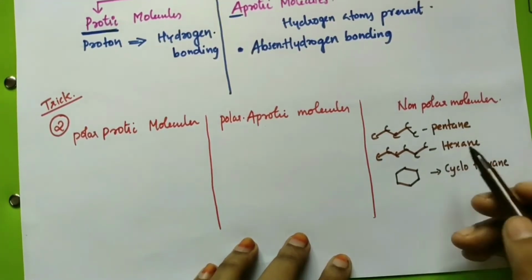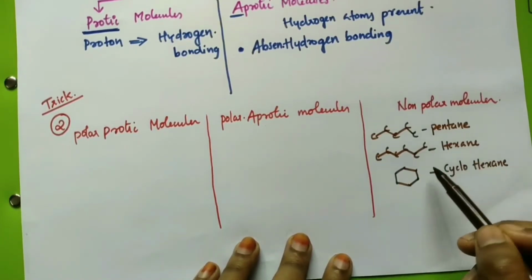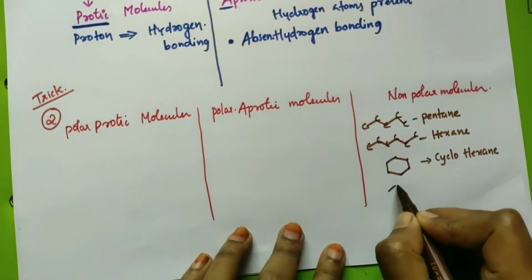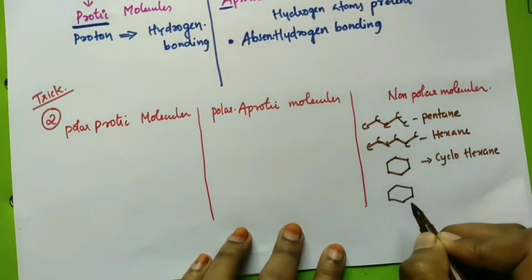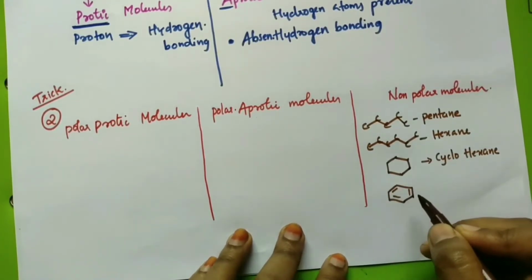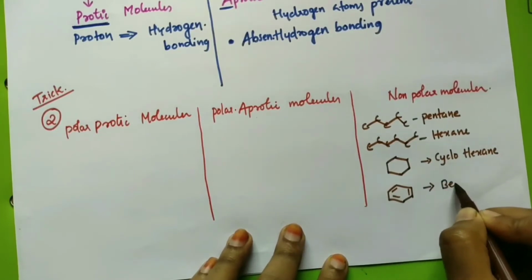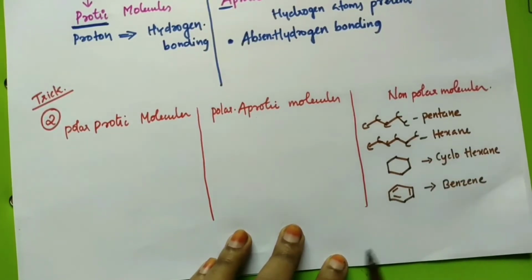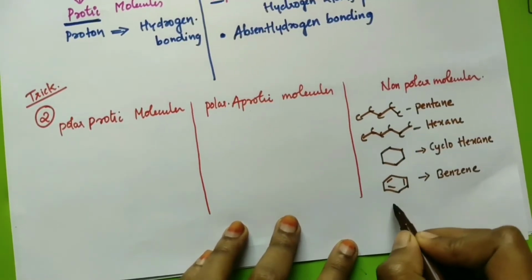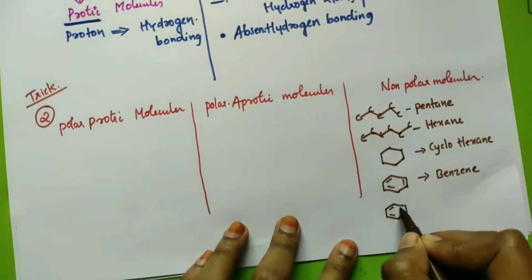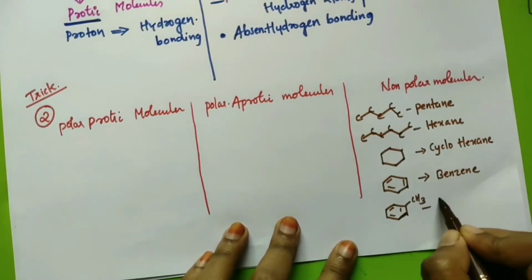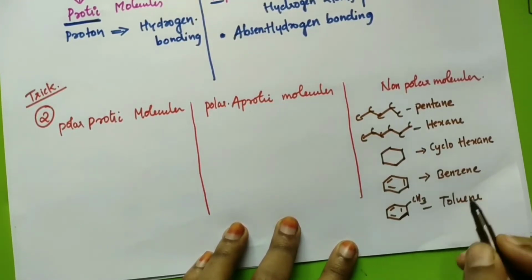Cyclohexane. If you have pentane, hexane, and the hexane, now I draw like a cycle or a ring. Next I put the same ring here and draw 3 double bonds in it, and a benzene ring is formed. So benzene is also a non-polar molecule. Now I put a CH3 on the benzene ring. This is toluene. This is also a non-polar molecule.